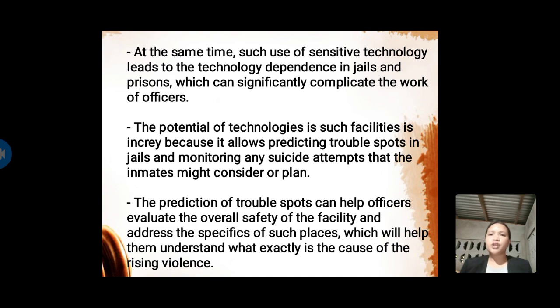The potential of technologies in such facilities is incredible, because it allows predicting trouble spots in jails and monitoring any suicide attempts that the inmates might consider or plan. So technologies are important and useful, but there are also times when they can complicate the work of the officers because of the technology they are using.